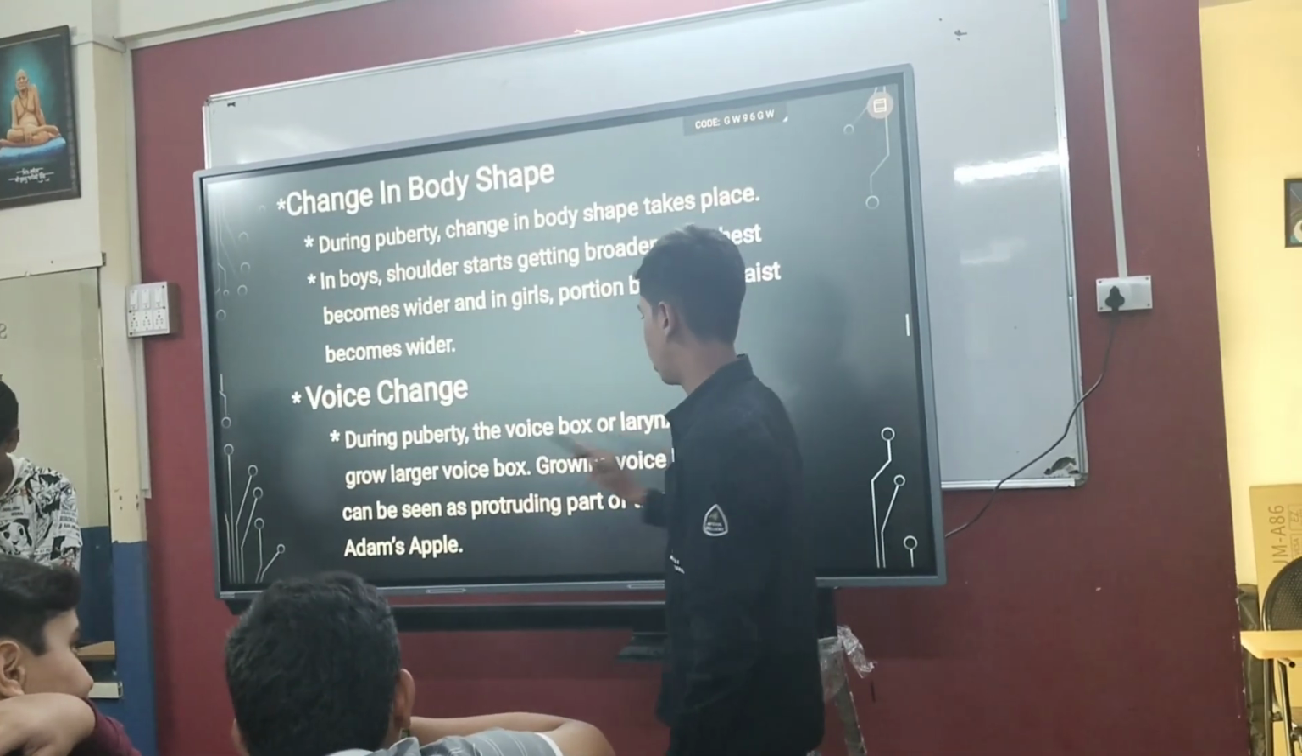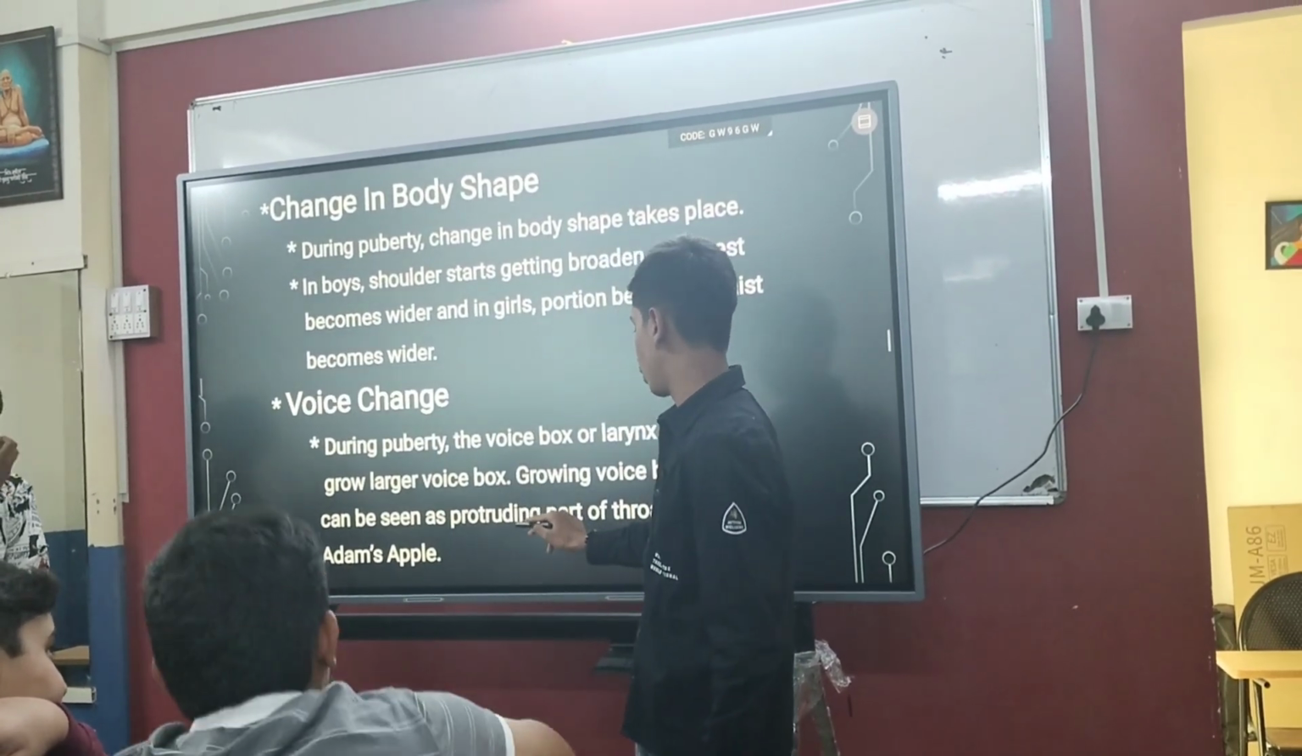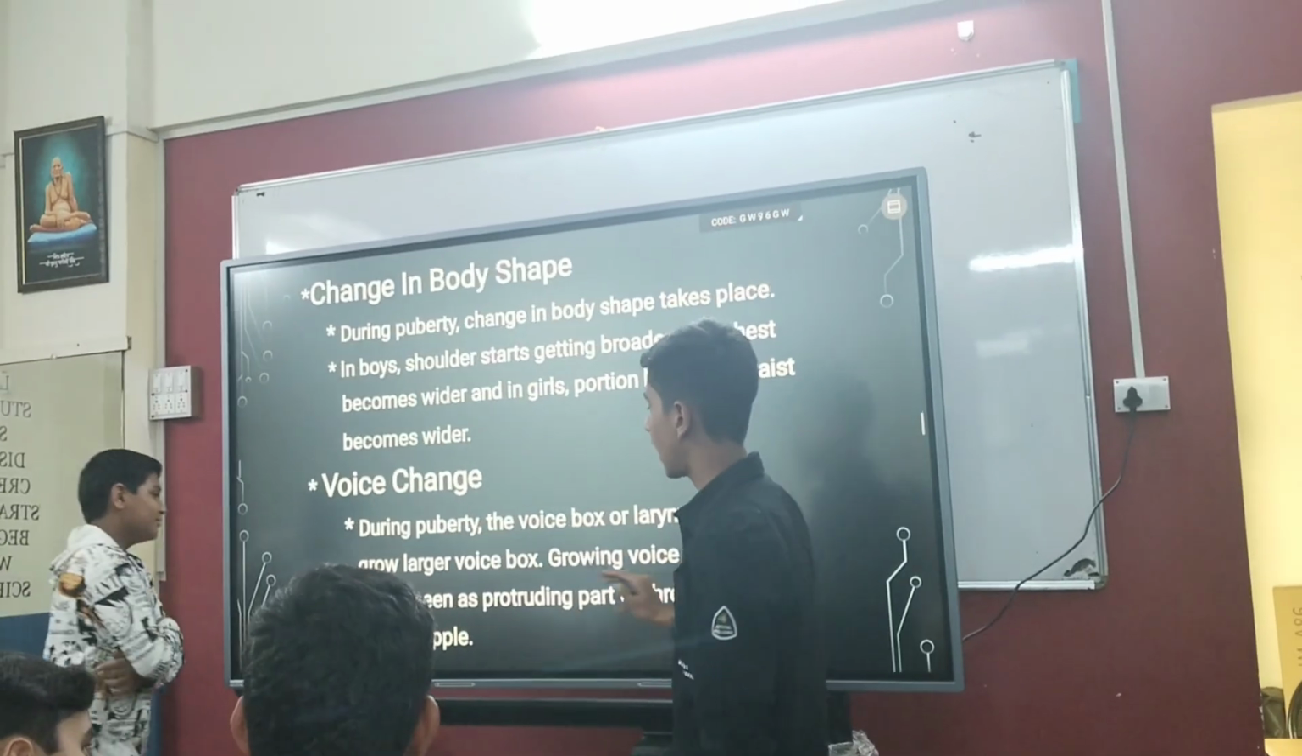Growing voice box in boys can be seen as a protruding part of the throat called Adam's apple. Calculate his percentage of height. Means if his height is 100 centimeters, okay, so 100 upon percentage of 70%. Okay, 100 upon 70 into 100. That can solve. The answer will be his future height and his final height.